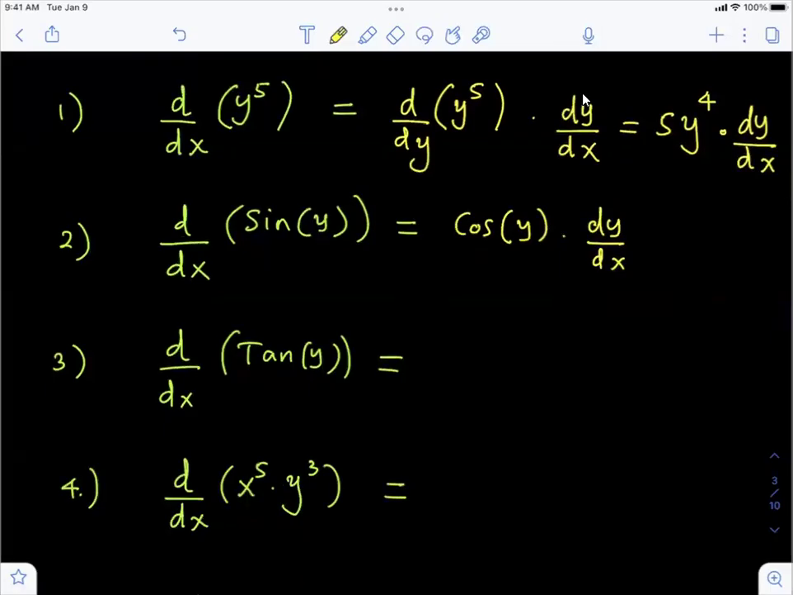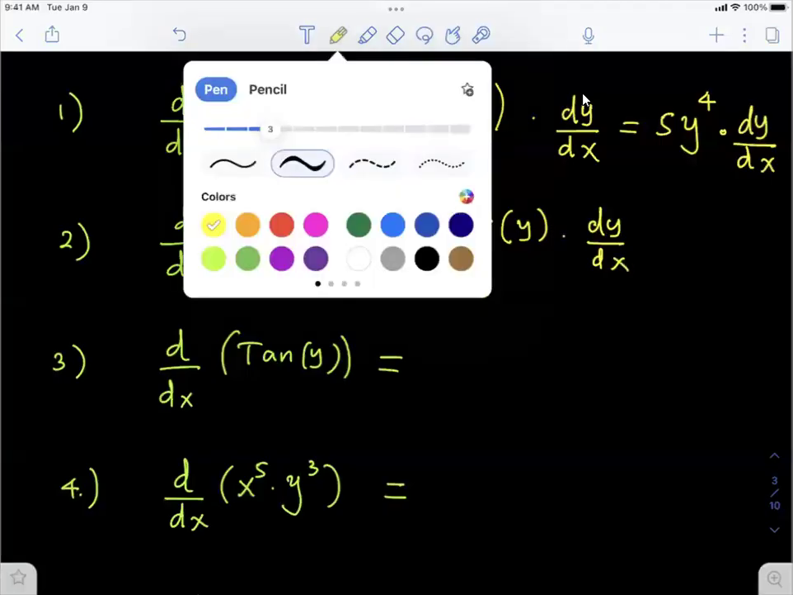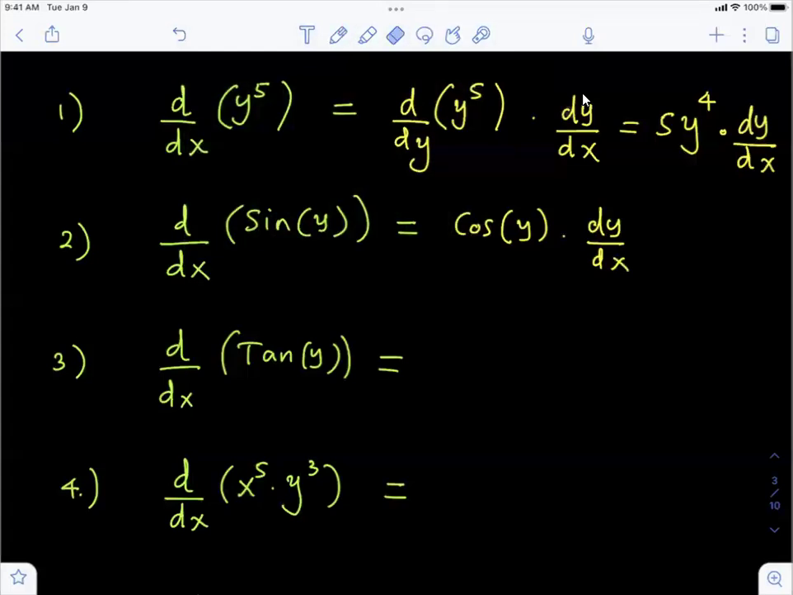And then look at this scenario. You have tan y, and you need to take the derivative with respect to t. Now let me make a little change here, just to show you something important. Now let's say we have a completely different variable. Other than having x, I have to differentiate it with respect to t.